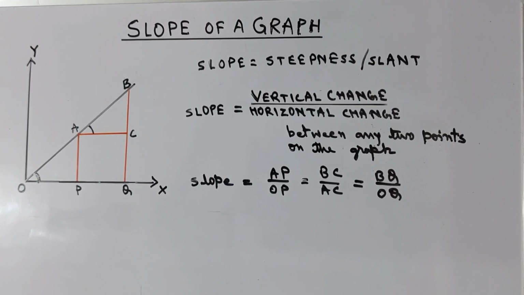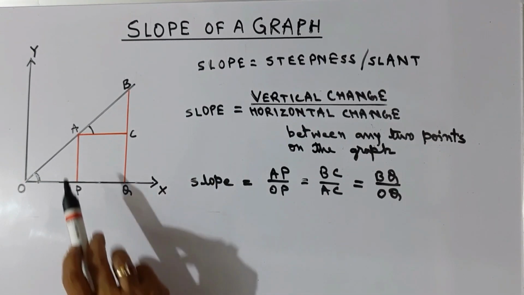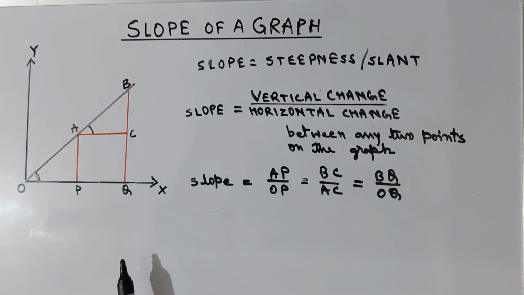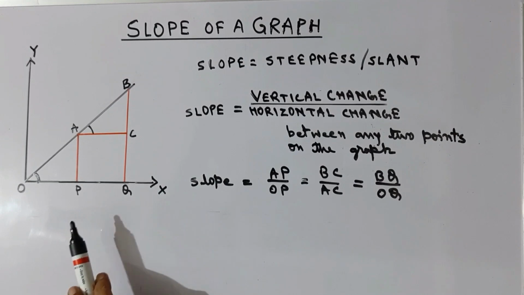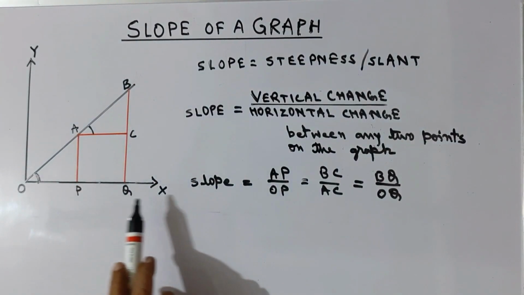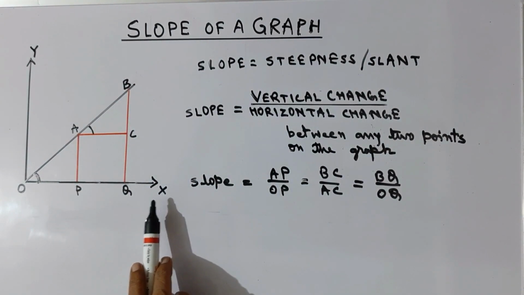Let us take a line graph in general. Let us suppose this OB is a line graph. It may represent any graph. Let A and B be 2 points on it. The slope of the line depends on the angle BOX.